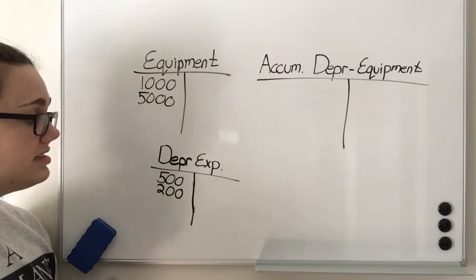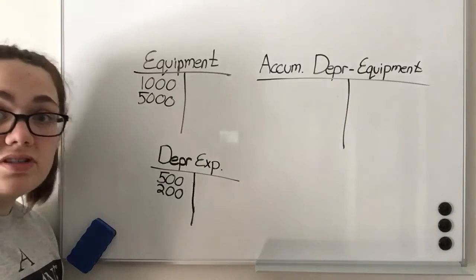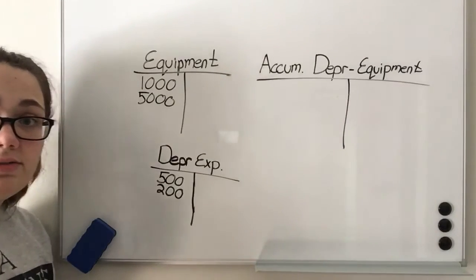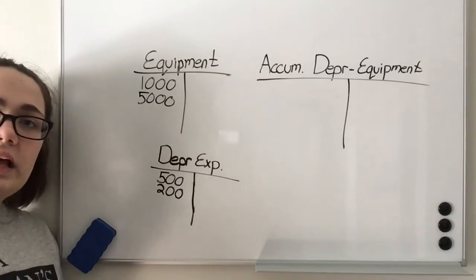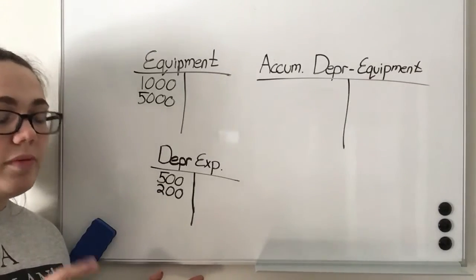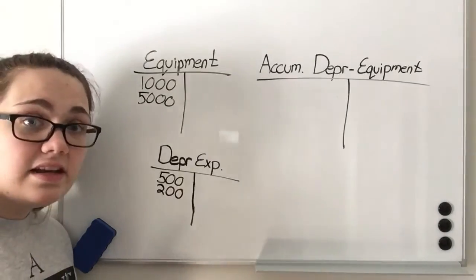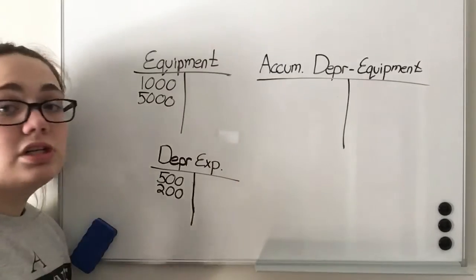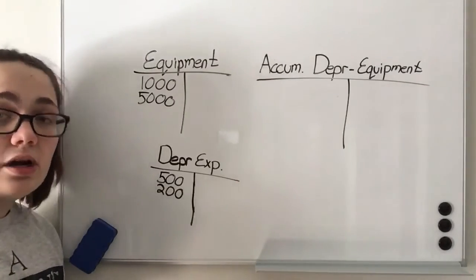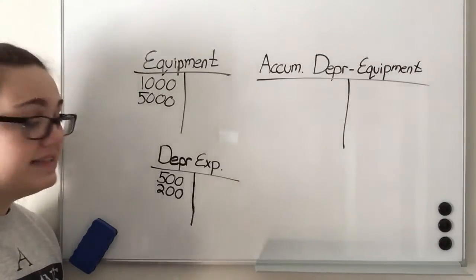Depreciation expense doesn't stay on the books at the end of the year because it's flowing through the income statement, and that really means that, remember, all of our expenses are wiped at the end of the year, and we start with new expense accounts every year. Accumulated depreciation, on the other hand, is a contra asset account, and that means that it's consistent.